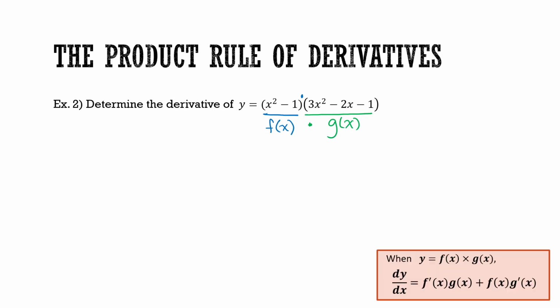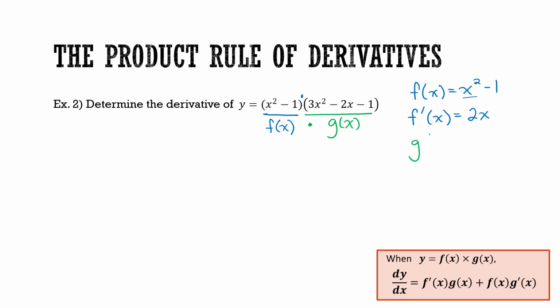And now using my product rule of derivatives, I'm going to look at my f of x, which is x squared minus 1, and I know I'm also going to need its derivative, f prime of x. And this is going to be the derivative of x squared, which is going to be 2x, minus the derivative of 1, which is 0. So I'll just leave that at 2x.